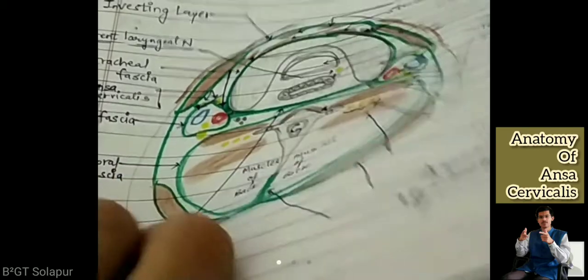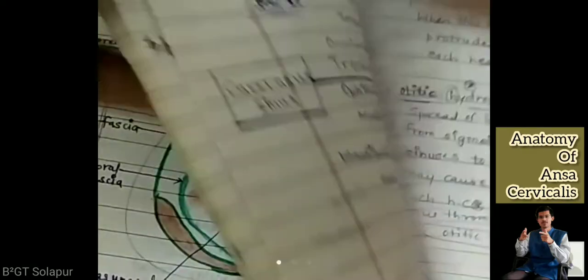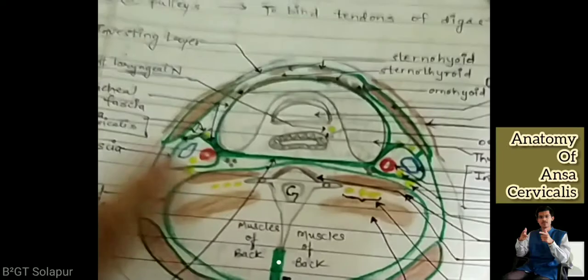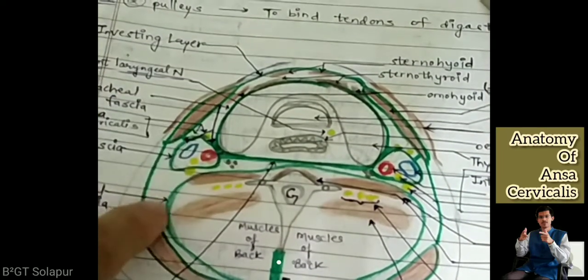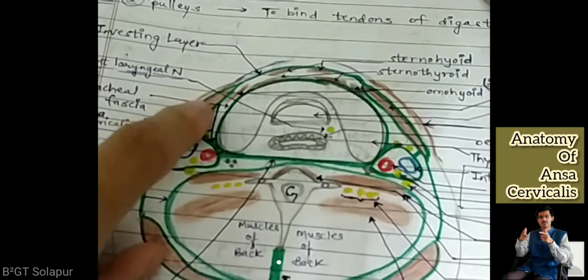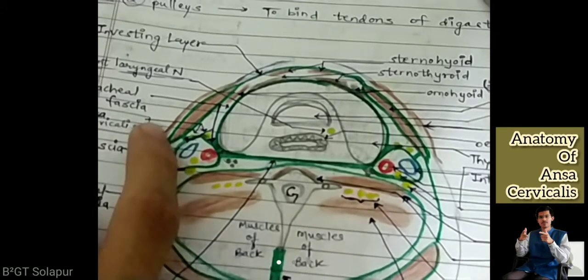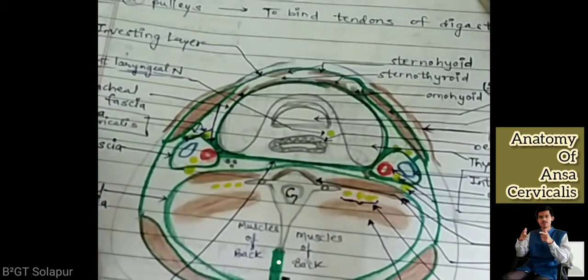So if you see this diagram, this is about the ansa cervicalis. We lost that diagram, just give me a moment, I will get the diagram for you. So we were talking about ansa cervicalis. Yes, this is the ansa cervicalis. This is the anterior aspect, this is the posterior aspect. So over the anterior aspect of the carotid sheath you have the ansa cervicalis. Are you clear with this?